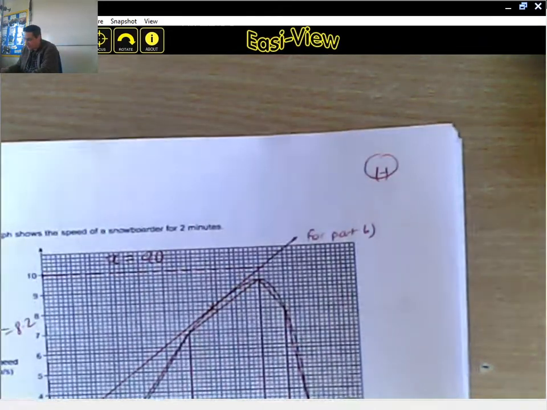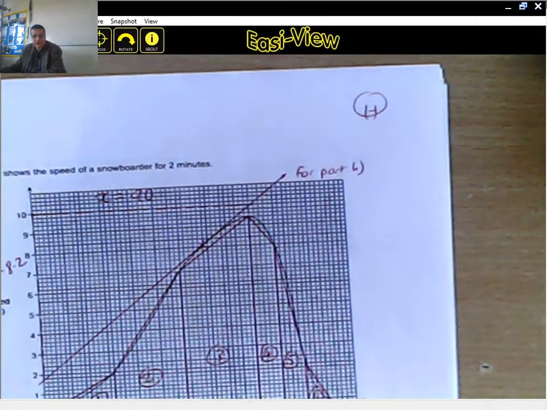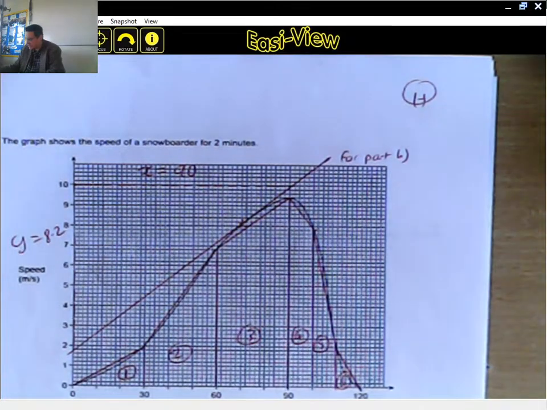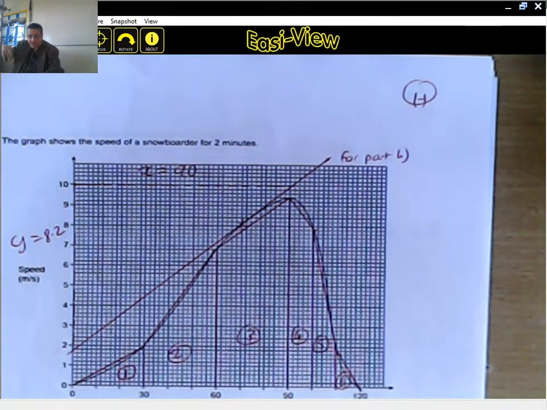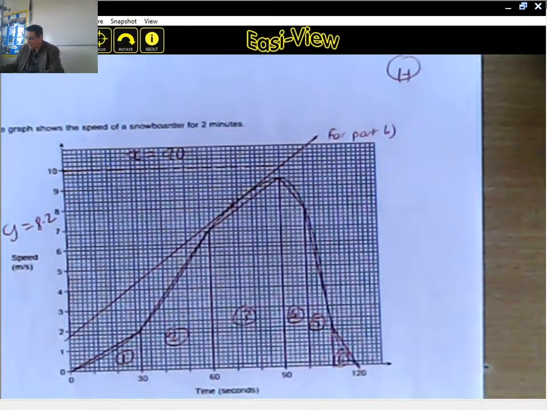Question 4 is probably overkill. The graph shows the speed of a snowboarder for 2 minutes. Okay? So there's a 2 minute, coming down the slope, going real quick. What is the distance? There's 4 marks.